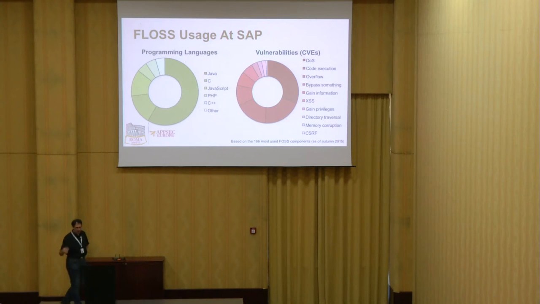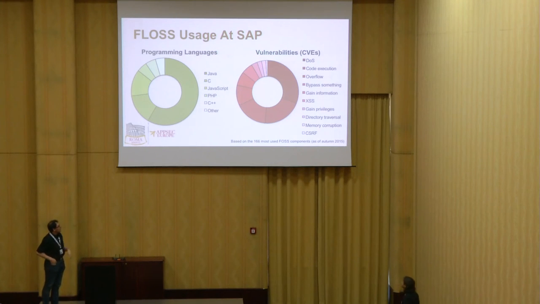And before I hand over to Stanislav, let's have a quick look at the actual open source usage at SAP as it was last year, autumn 2015. For the 166 most used components, so SAP is using a lot more, but that's only the topmost used ones, we see that most of the language projects are implemented in Java. Then we have a lot of JavaScript and C as well.